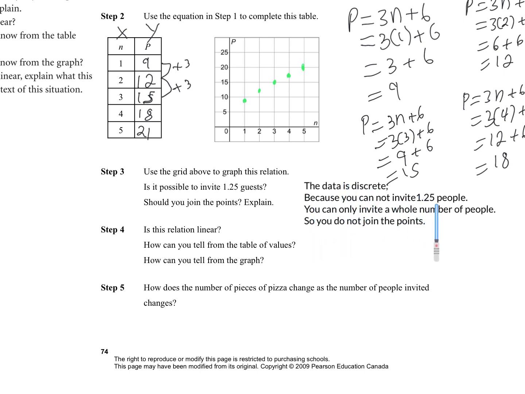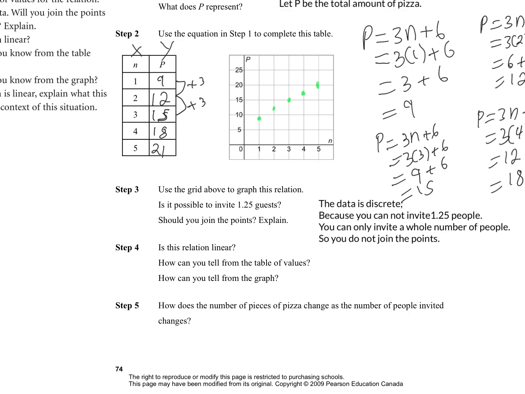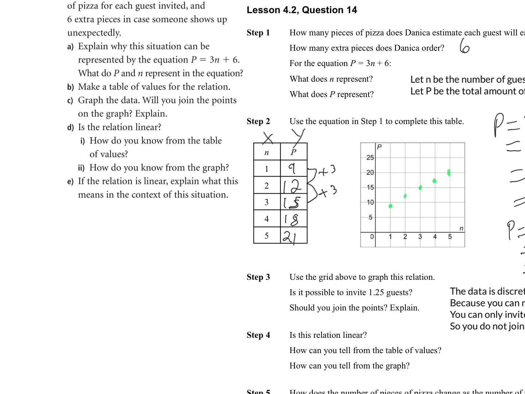Because you cannot invite 1.25 people, you can only invite a whole number of people, so you do not join the points. There's no need to draw a line connecting these points because the data is discrete. You could invite one person or 2 or 3, but you couldn't invite 1.5 people or 2.5 people or 1.25 people. All right, so now I believe that answers question 14C, graph the data and explain if you'll join the points. We just did that part.